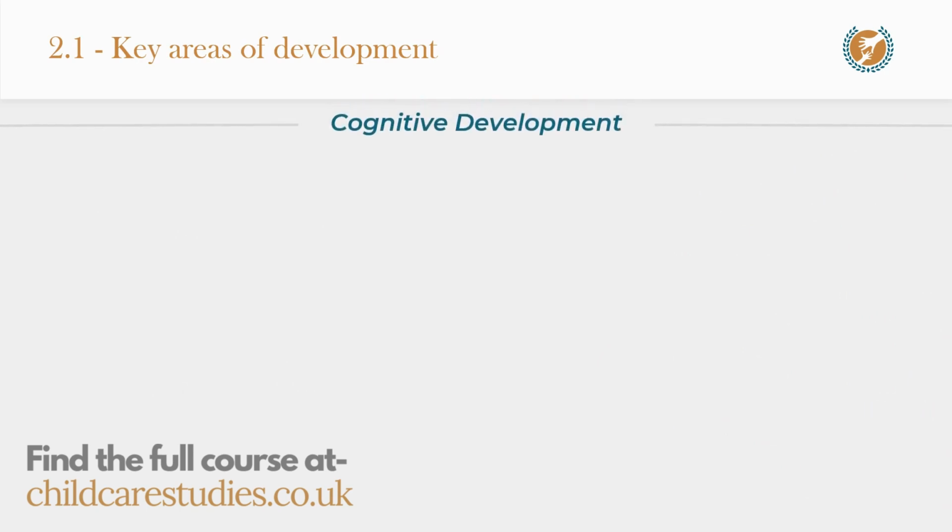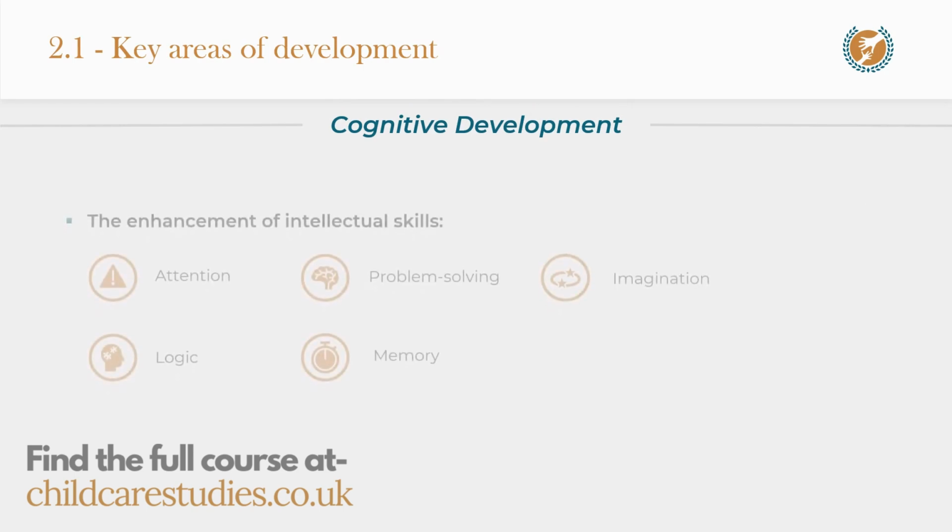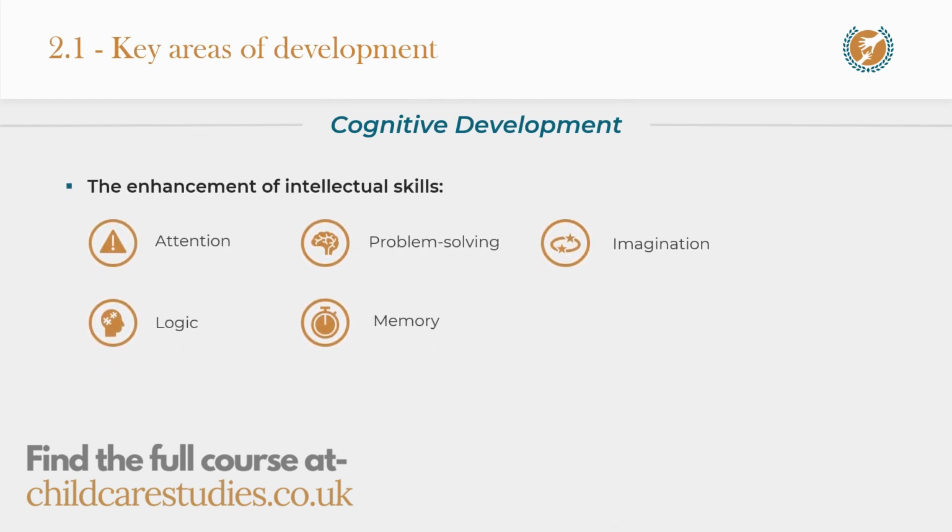Cognitive development. Simply put, the development of cognitive skills refers to a child's expanding capacity and inclination to think and learn. Cognitive development is associated with the enhancement of intellectual skills, such as attention, memory, logic, imagination, and problem solving. The development of cognitive skills occurs within a child's brain as a result of both life experiences and inherent predispositions.